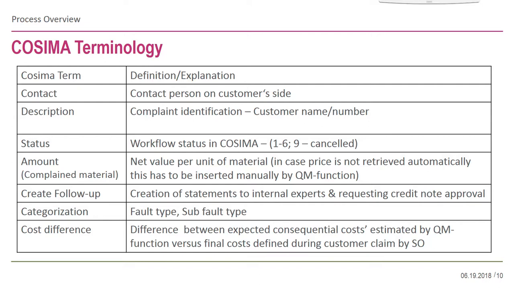There's the categorization of the complaint, which is going to be identifying the fault types and additional sub-fault types. There's the cost difference, and this is the difference between the expected consequential costs as determined by the QM function and the final costs that are defined during the customer claim by the sales office. And again, the QM function is going to have the final check between these two if the difference is too large.